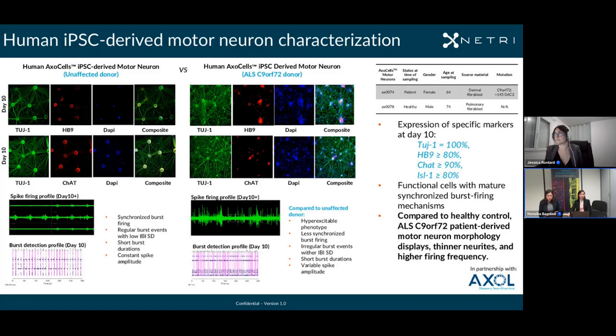So there are two different cell lines currently available for motor neurons: cells from healthy donors, and another one from a patient carrying a genetic mutation. In vitro, these two lines show a distinct phenotype in terms of expression of phenotypic and electrophysiological markers.